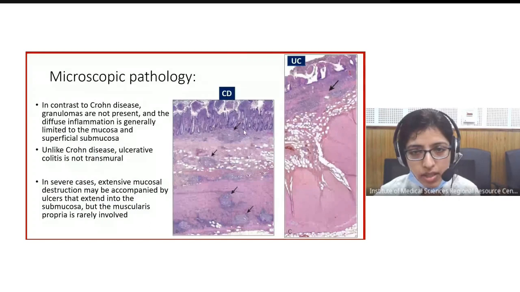If we look at photomicrographs of Crohn's disease and ulcerative colitis, we see inflammation extending throughout the wall, and there are multiple granulomas present throughout the wall in Crohn's disease. While in ulcerative colitis, the inflammation is confined to the mucosa and the submucosa at max. The muscularis propria is all neat and clean. So this is not transmural.